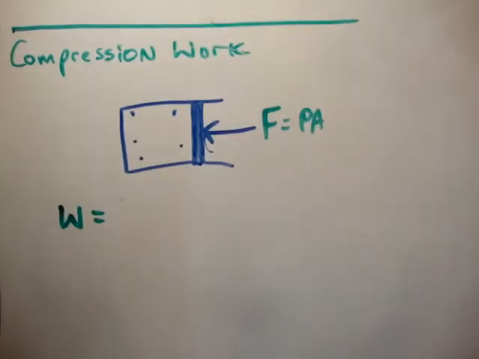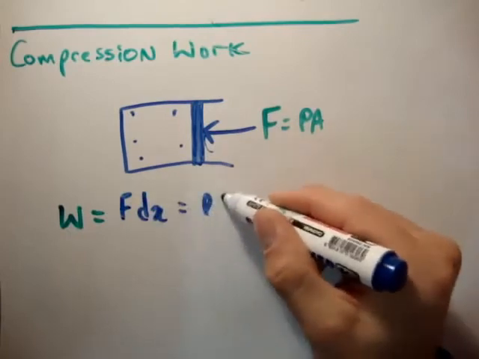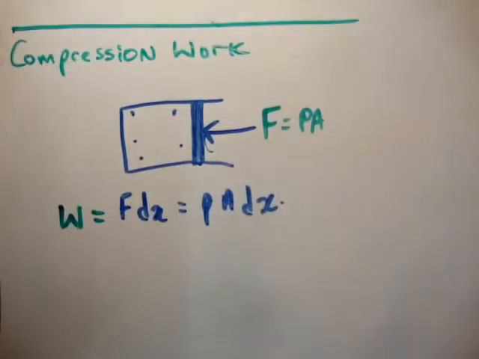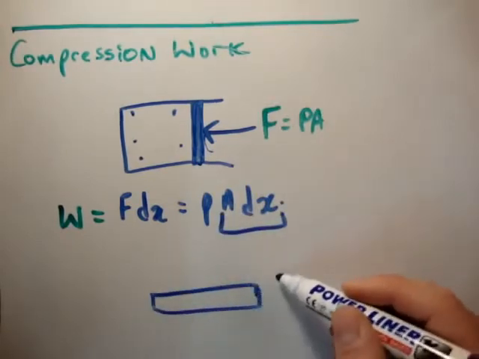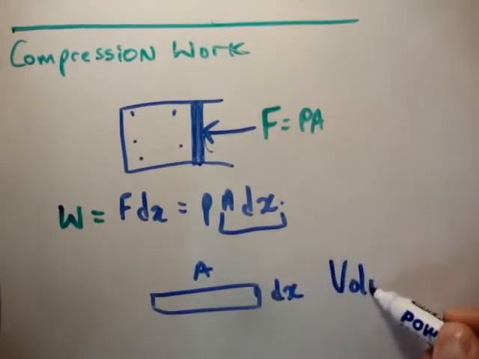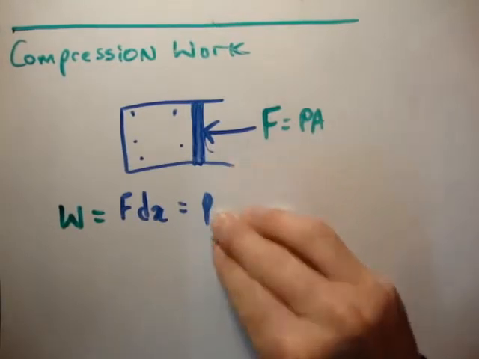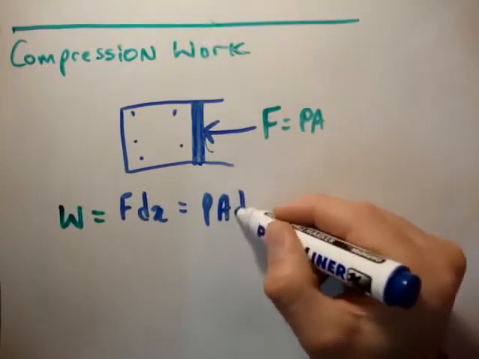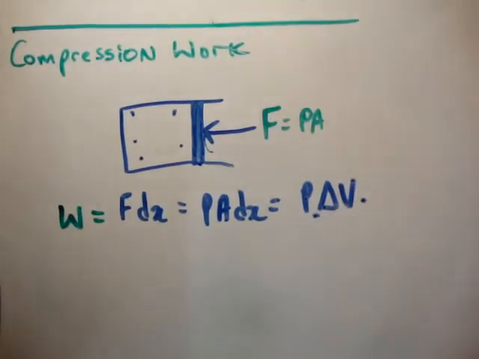So that means that the work being done, F dx, is equal to P A dx. Now think about A dx. Well, let's say here's my area and here's my volume. So this is A, this is dx. Well, an area times a thickness is a volume. So that means that A dx is a volume. So we have P A dx is equal to P dV, or P delta V, the change in volume. Alright? So the work done is equal to the pressure multiplied by the change in volume.